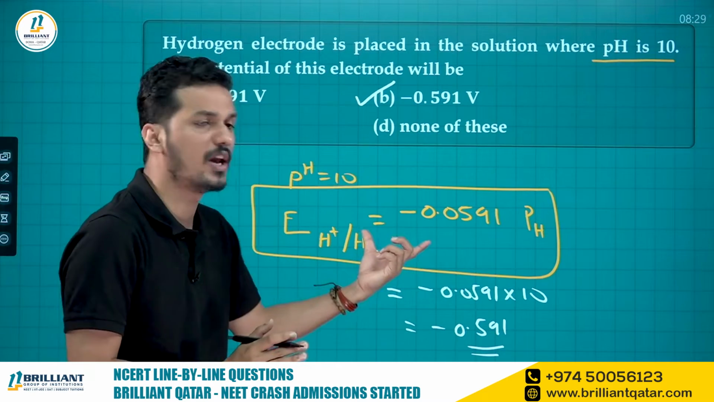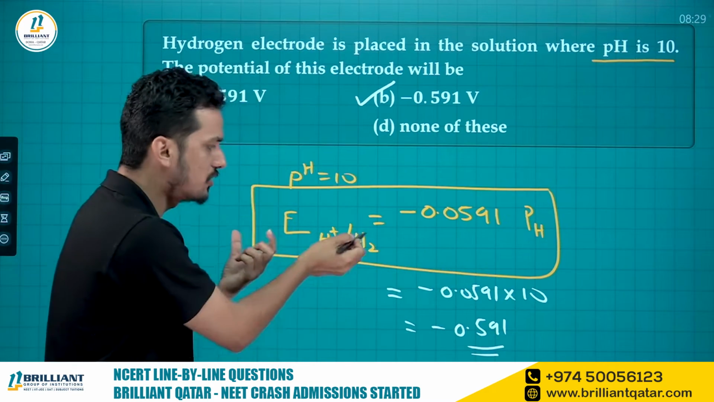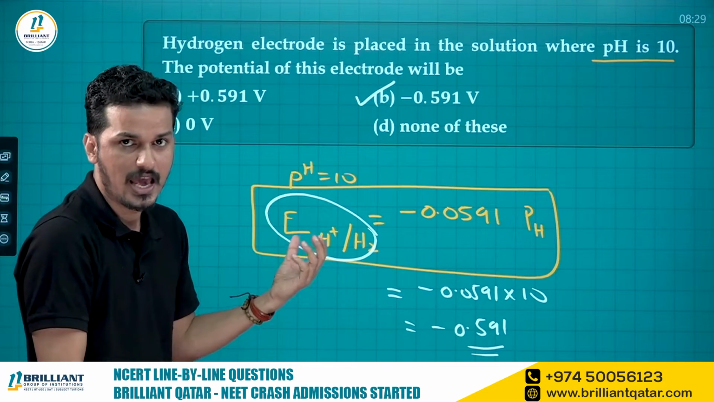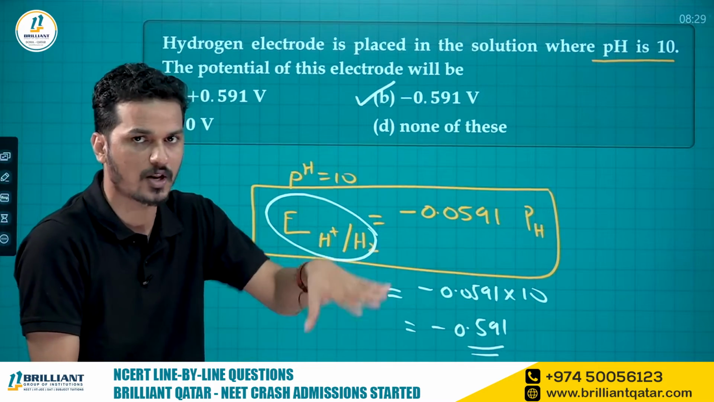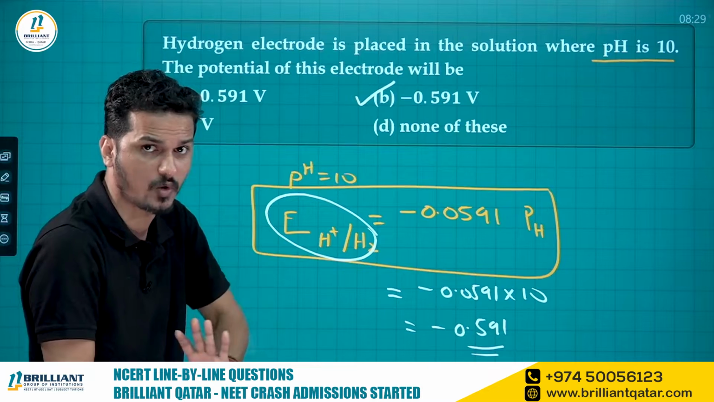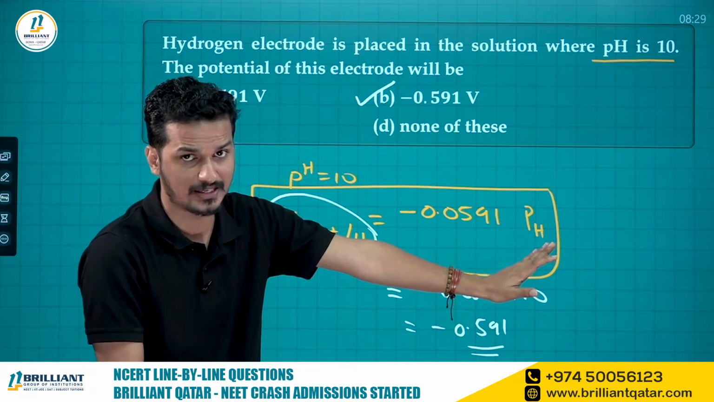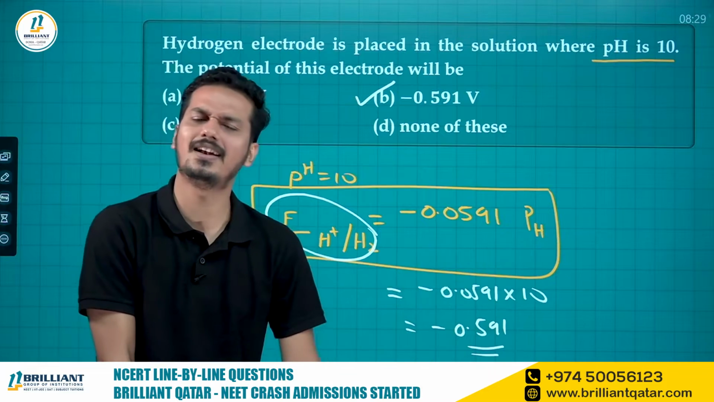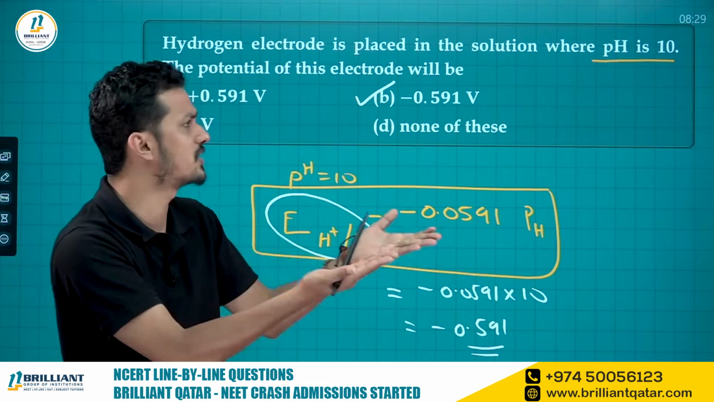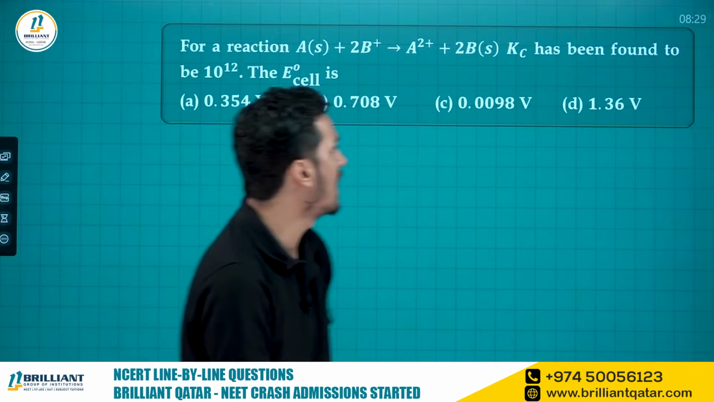If you know the formula, this is easy. And also you have to remember this is a reduction potential only. H plus becoming H2 means reduction potential only. We are calculating the reduction potential value, which is minus 0.0591 pH. Don't forget. Is it okay? Then we can move to the next question, guys. This is the next question.